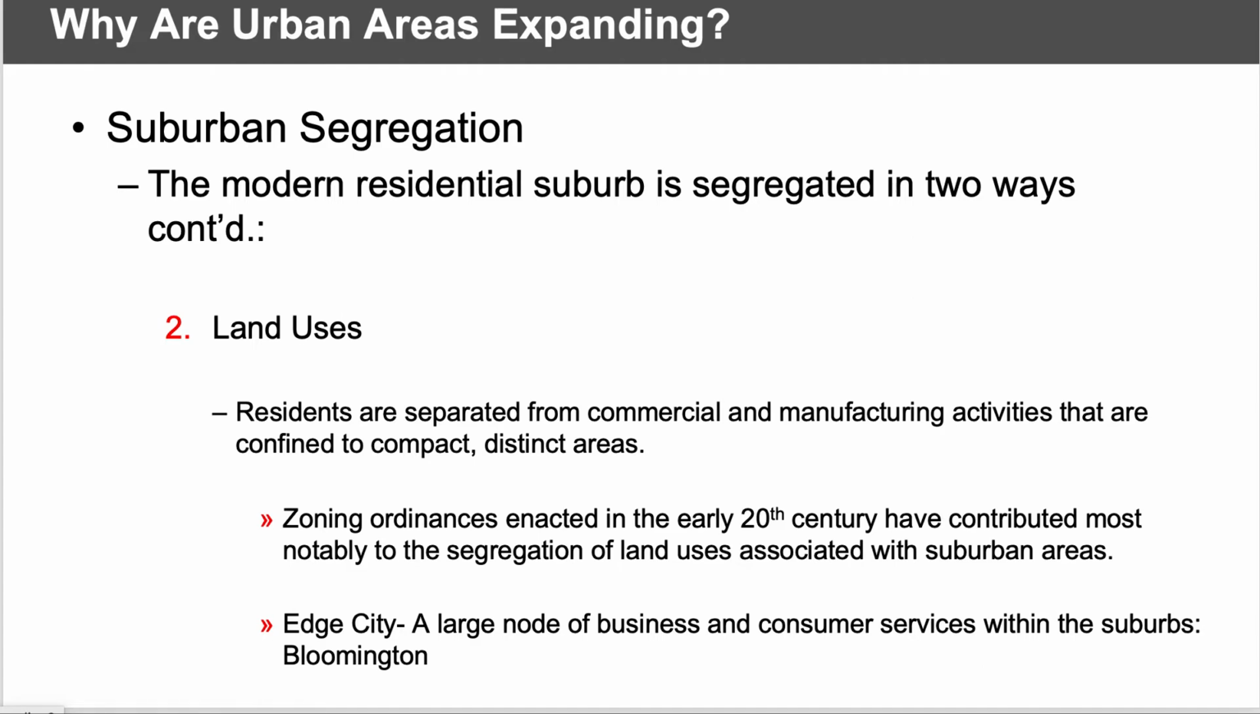Zoning ordinances enacted in the early 20th century contributed to the segregation of land use most notably associated with suburbs. An edge city is a large node of businesses and consumer services within the suburbs. Bloomington might be a great example of an edge city. So would Eden Prairie.